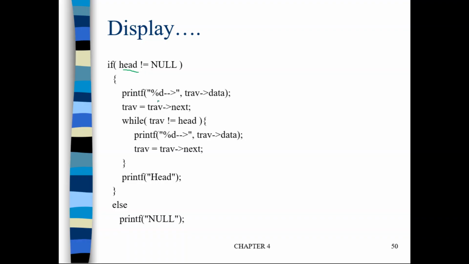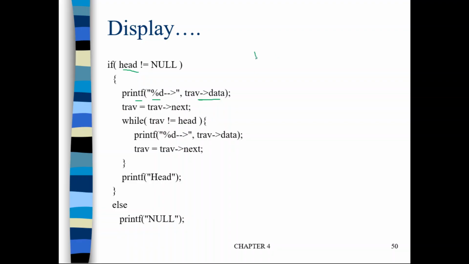First we print the data part of the first node. printf of %d traverse arrow data. Traverse is pointing to the first node. First we display the data part of the first node.